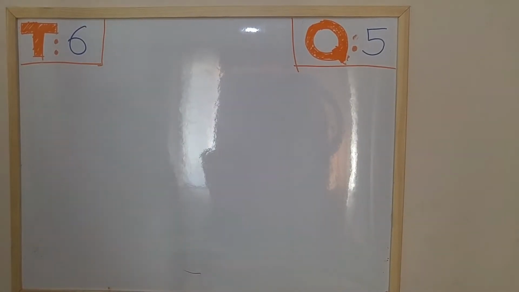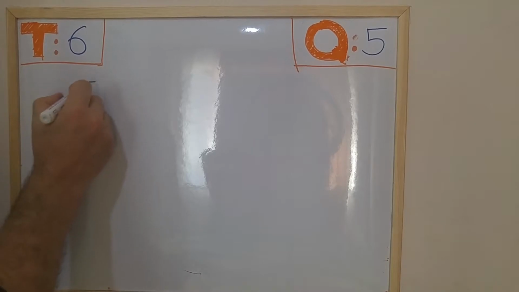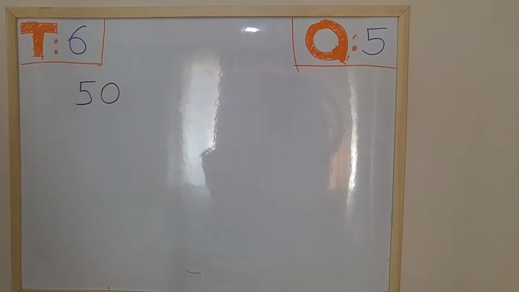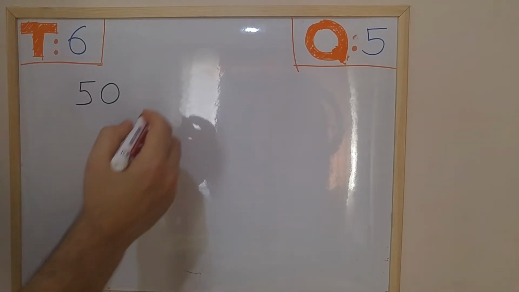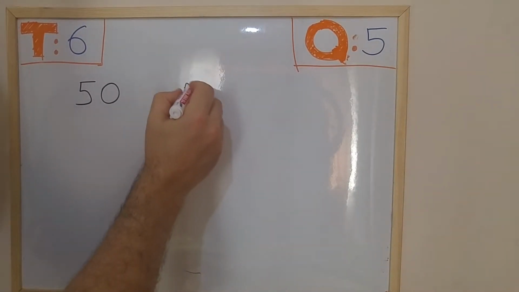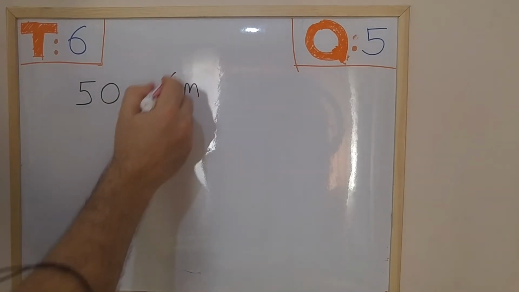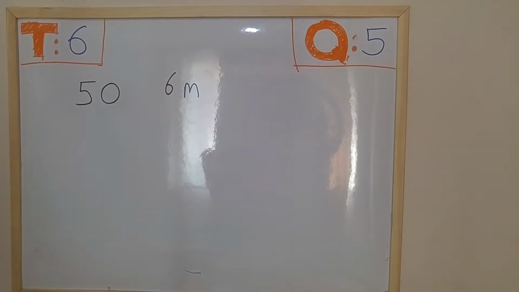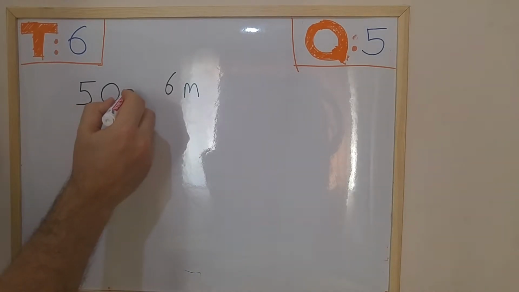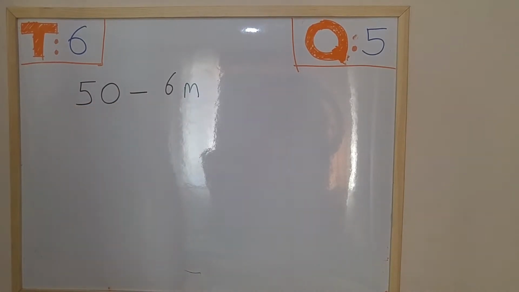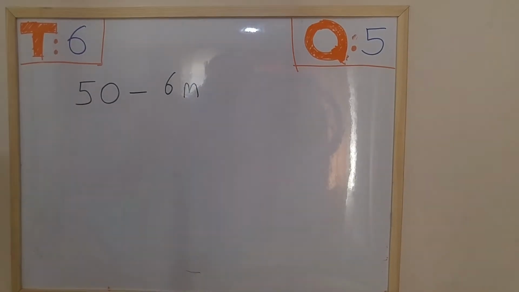Okay, Danny has 50 TSI math books at the beginning. And if he sells m math books per day for 6 days, so how many books does he sell? M math books for how long? For 6 days. And we're asked how many math books will he have left. So we have to subtract these from each other. So we have 50 minus 6m, which is the right answer.